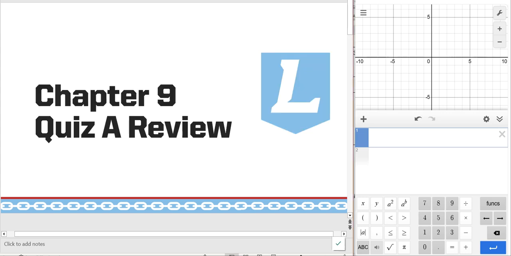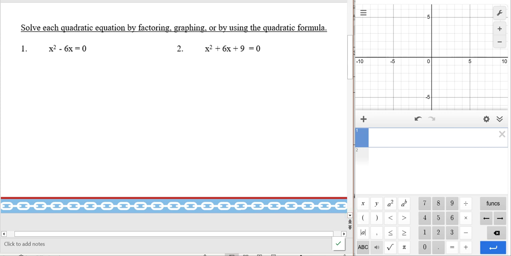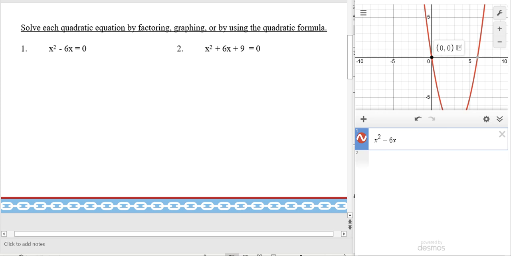So reviewing for the first Chapter 9 quiz, you can see I have Desmos pulled up here on my screen. Solve each equation by factoring, graphing, or using the quadratic formula. I would just go ahead and use graphing, x squared minus 6x. And then I can see on my graph I have solutions at 0 and 6.